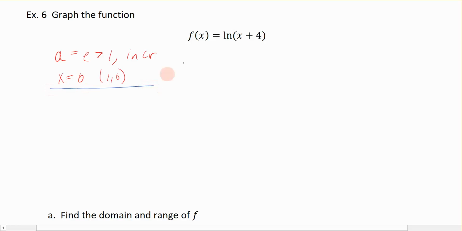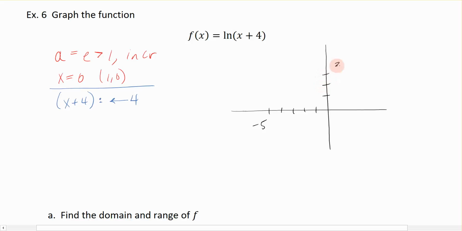Now, the x plus 4 has the effect of a horizontal shift, because we are adding inside of the function. We have a horizontal shift to the left this time by 4. So I'm going to sketch that over here kind of quickly. Let's mark some things off: 1, 2, 3, 4, 5, 1, 2, that's probably enough.